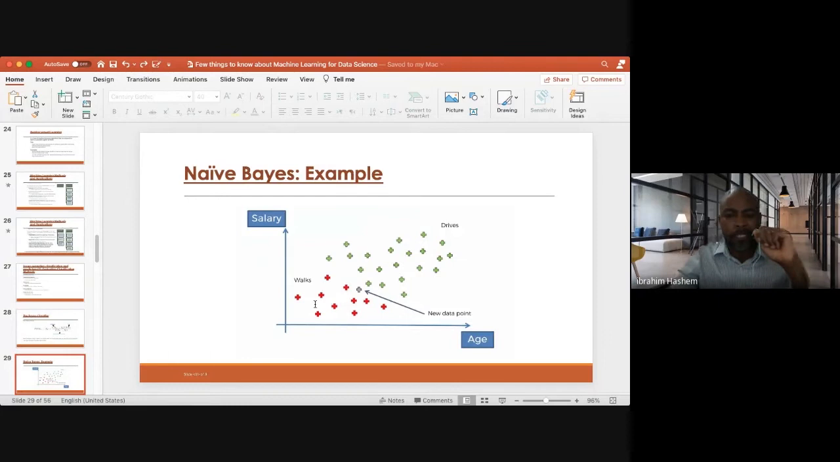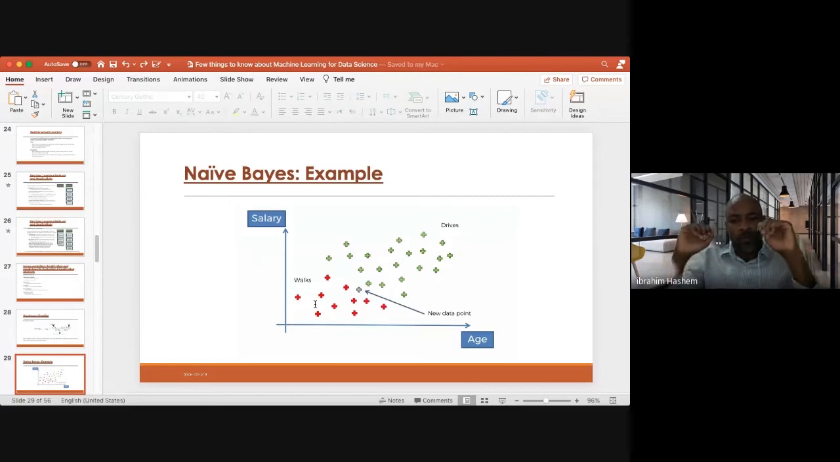As an example, let's say we have a data set, and this data set consists of three columns. We have the salary column, we have the age column, and the last column we can call the target variable. So the salary column and the age column are the independent variables. The target variable, which is either drive or walks, is the dependent variable.